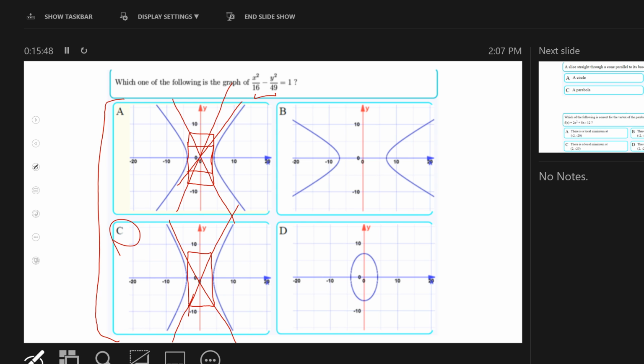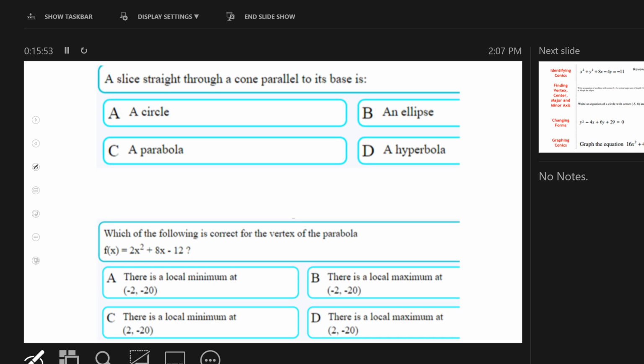Okay. What's this called? A slice straight through a cone, parallel to its base. It is a circle. That's right. Just a couple little ones thrown in before we finish the day. And all right, which of the following is correct for the vertex of the parabola 2x squared plus 8x minus 12?